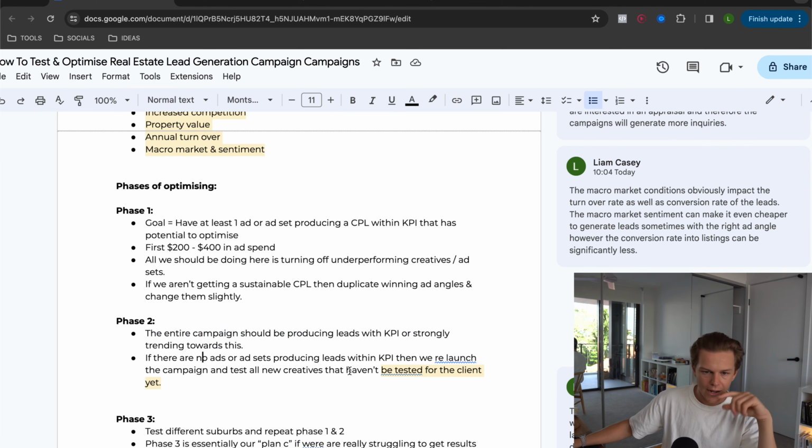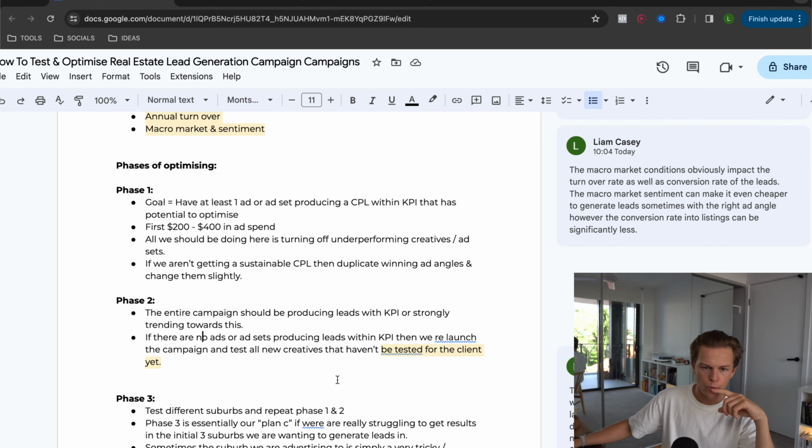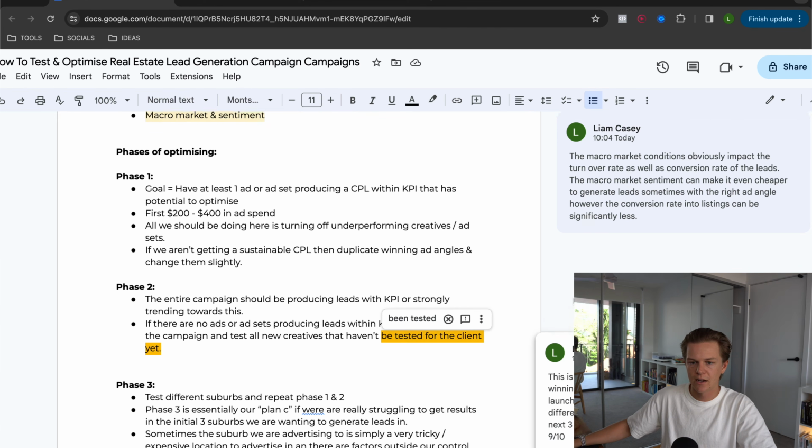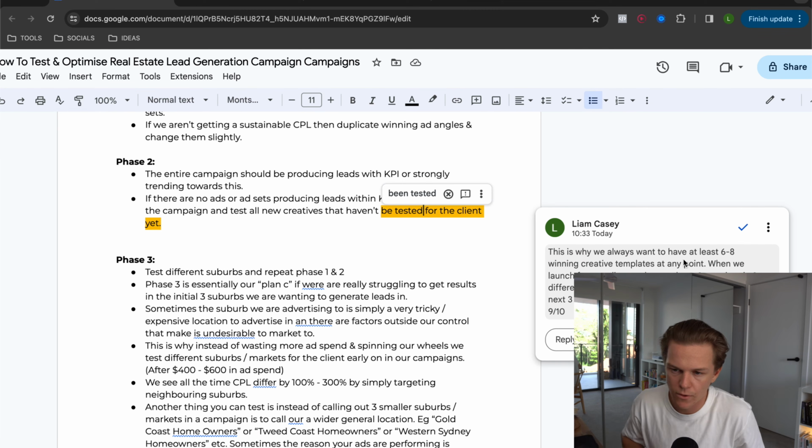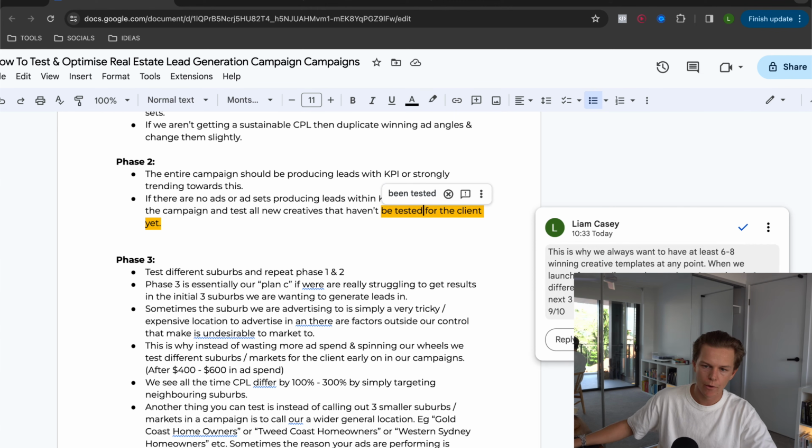If there's no ads or ad sets producing leads within KPI, we relaunch the campaign and test all new creatives that haven't been tested. And so, like I put here, this is why we always want to have at least 6 to 8 winning creative templates at any point. Because when we launch for any client, we have 3 creatives in 3 different suburbs. If the first 3 don't work, then test the next 3, and we usually find a winner after doing that.